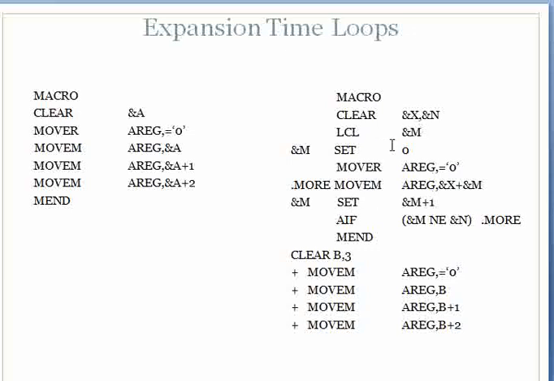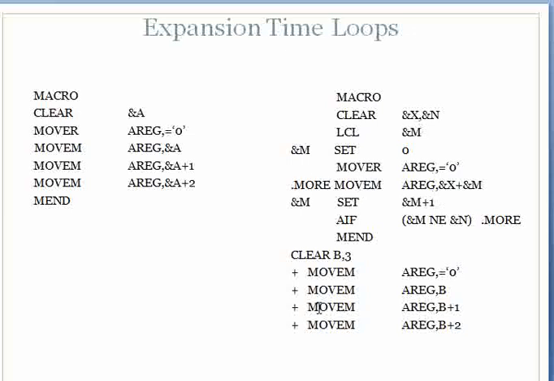Okay, so initially the value was 0, then the value becomes 1. Now I will check whether 1 is not equal to n, which is 3. So 1 is not equal to 3. If that is the case, I will jump to that line where .MORE appears as a label. So it will go to this line.